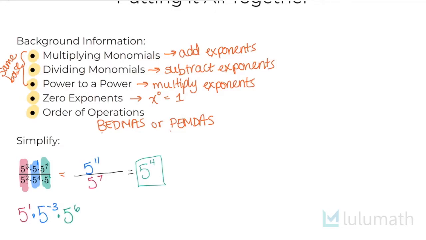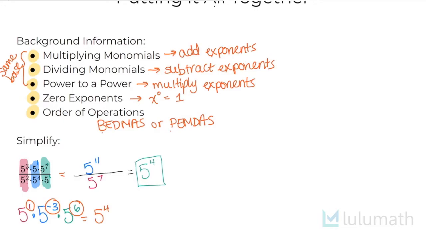So then if I were to multiply through, remember we add our exponents, so 1 plus negative 3 is negative 2, plus 6 is positive 4. So we would still get 5 to the power of 4. I strongly suggest that you are very careful with this method.